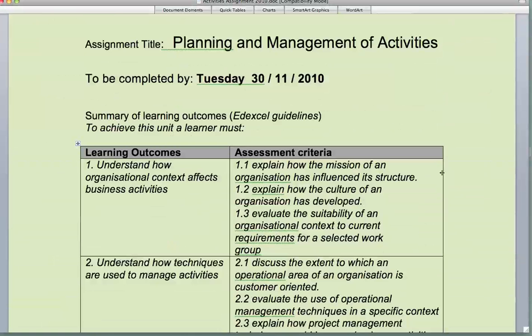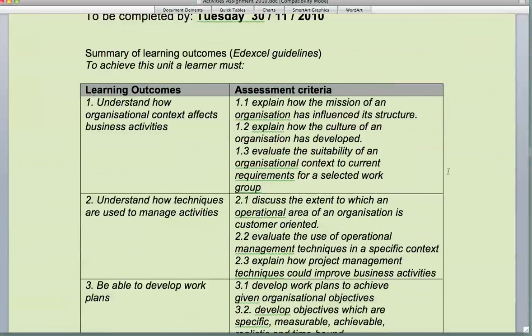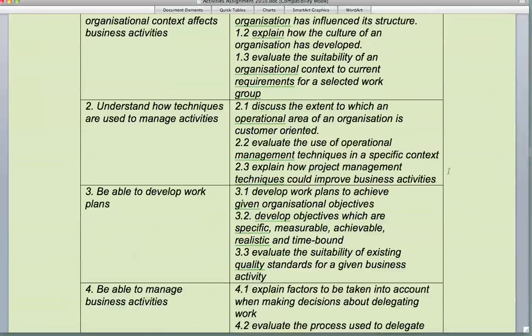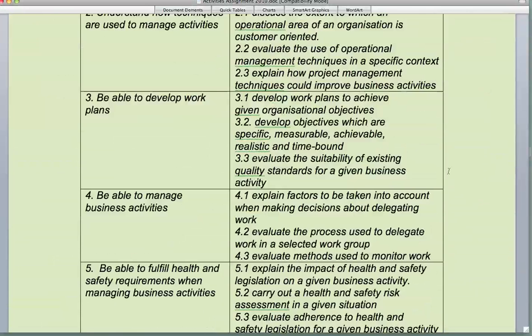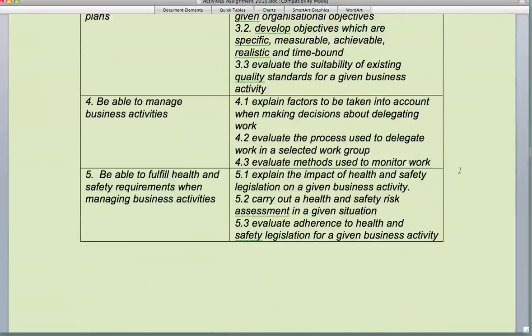Here we have the Edexcel learning outcomes and the assessment criteria. 5 learning outcomes, each with 3 assessment criteria points per learning outcome. So quite a bit of work. This is a 10 credit module.